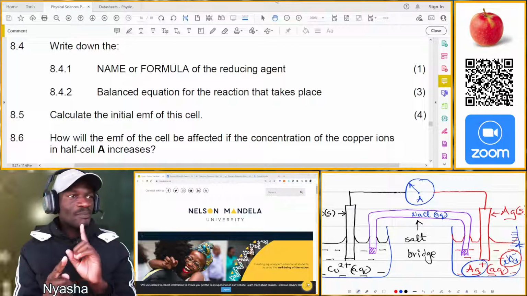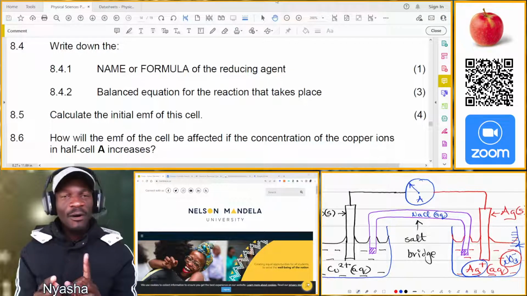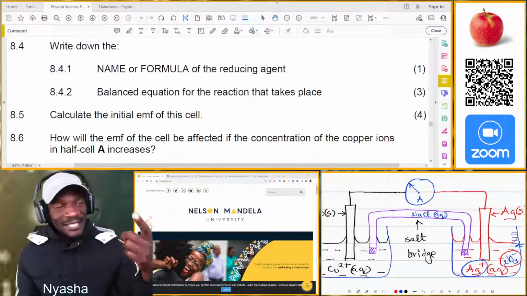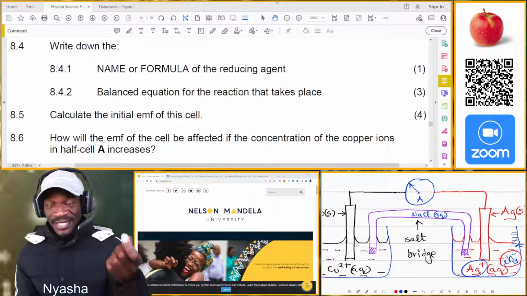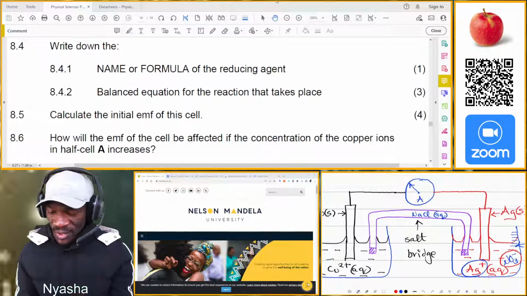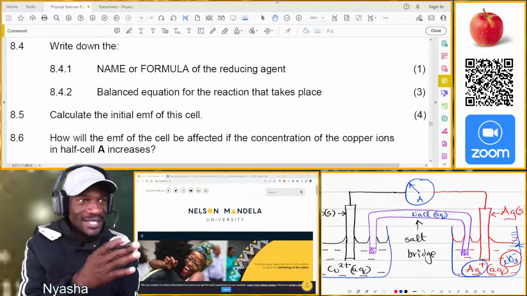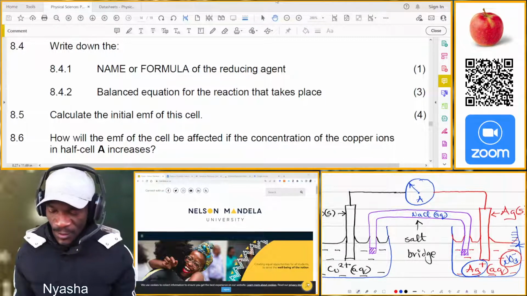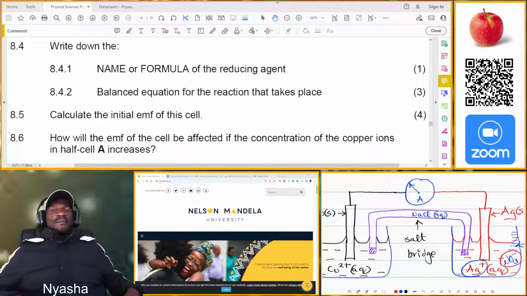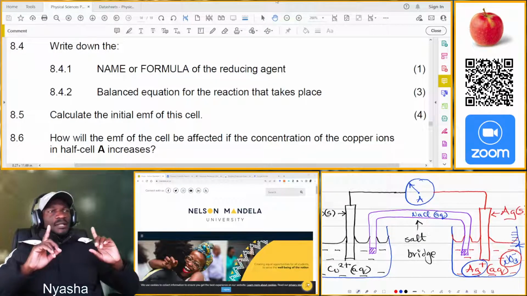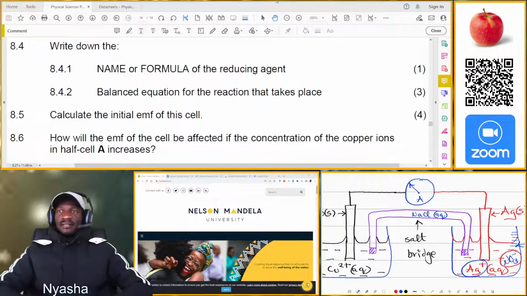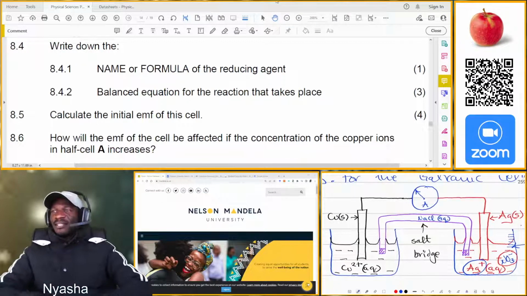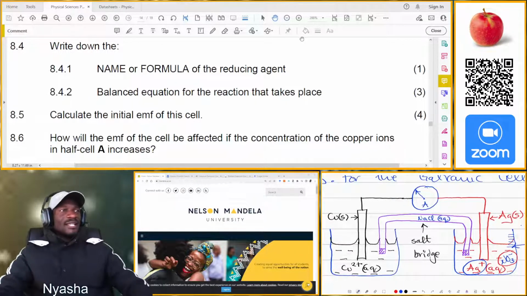So the question is, what is the name or formula of the reducing agent? You've already identified the definition of the reducing agent. So which of these is the reducing agent, so that you can state the name or the formula? What approach can you use? We now have two to consider: silver and copper.